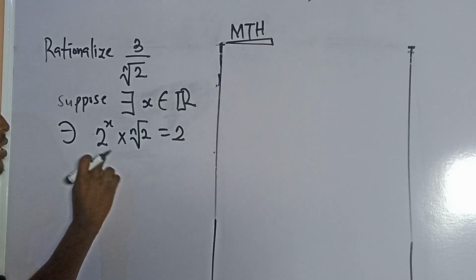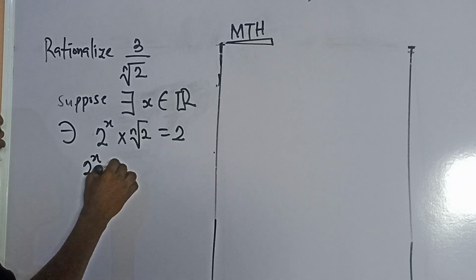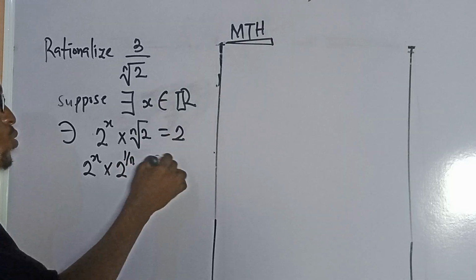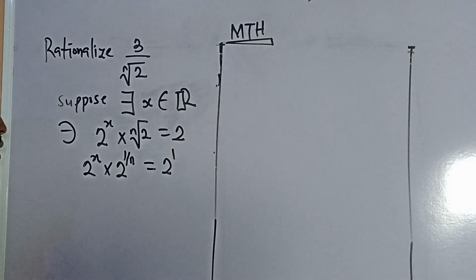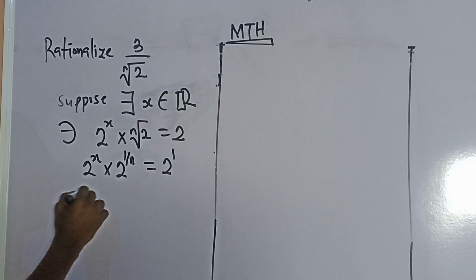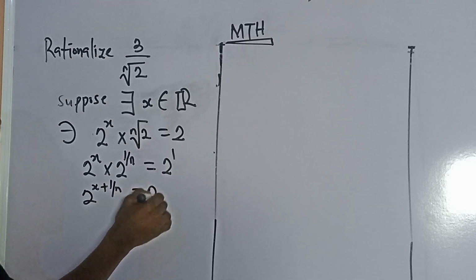Now, from indices, this expression over here can be written as 2 to the power x multiplied by 2 to the power 1 upon n. And this equals 2 to the power 1. Can you see that? Then we can write this as 2 to the power x plus 1 over n equals 2 to the power 1.